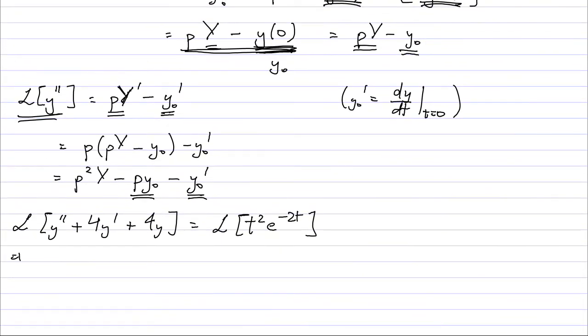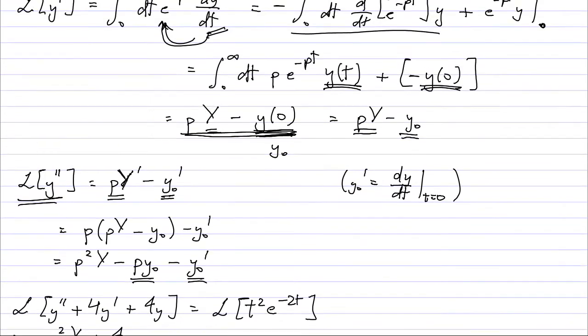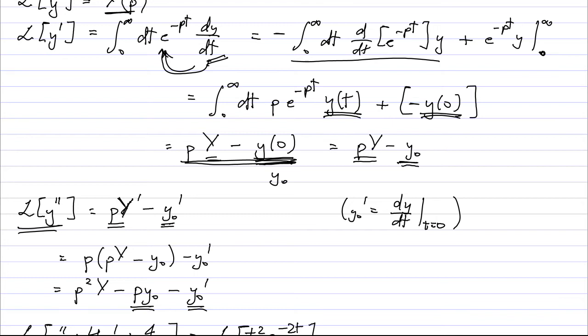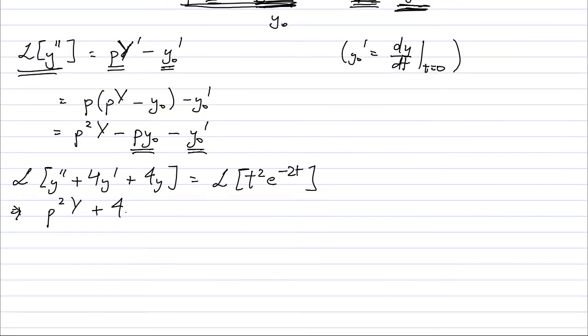Okay, so we then get p square Y plus 4 times the Laplace transform of y prime, which is also very simple because this thing is 0. So you're only left with p square Y plus 4pY plus 4Y equal to the Laplace transform of t square e raised to power minus 2t. And so the left hand side has just become an algebraic equation.